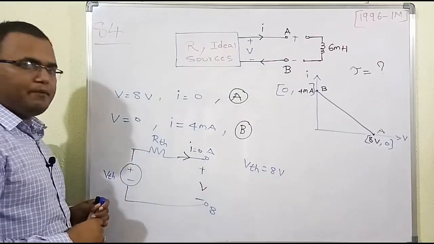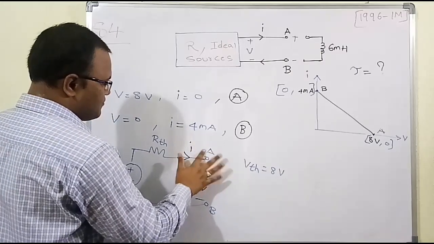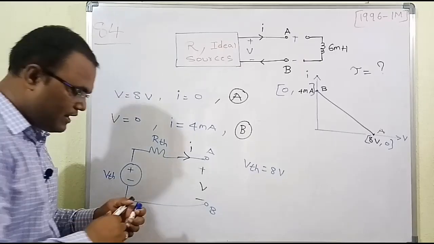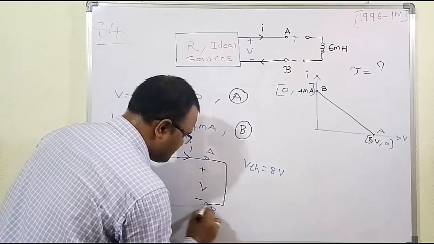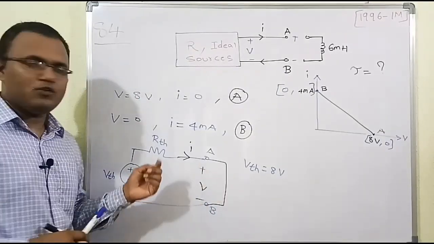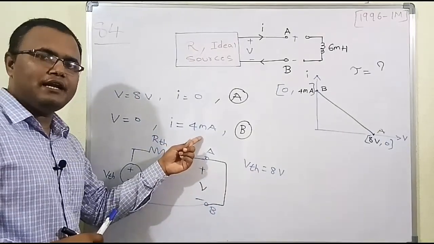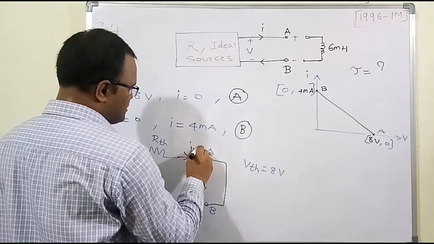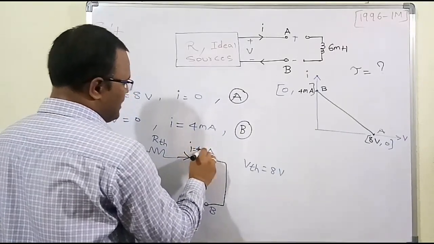Now we will move to point B. At point B they have given the voltage is equal to 0. Voltage will be 0 only when there is a short circuit, so I am making it a short circuit. Now the current is equal to 4 milliampere, which is given.